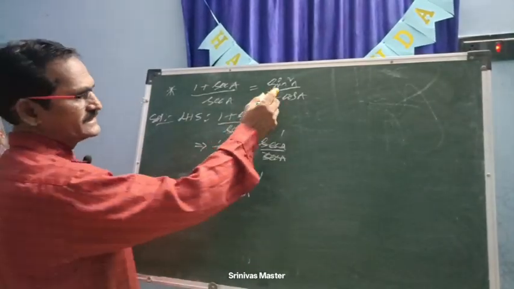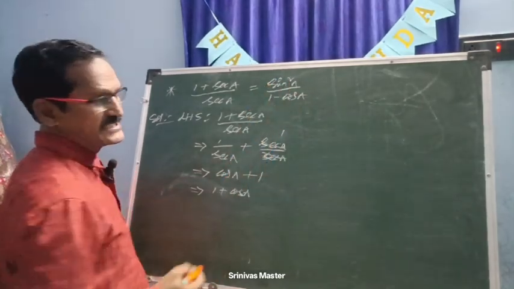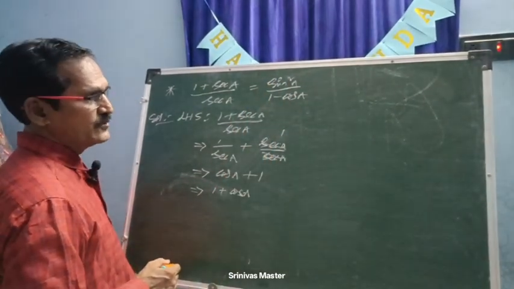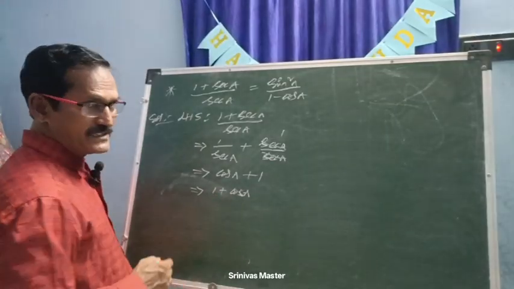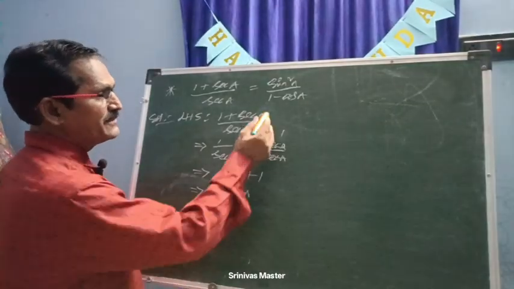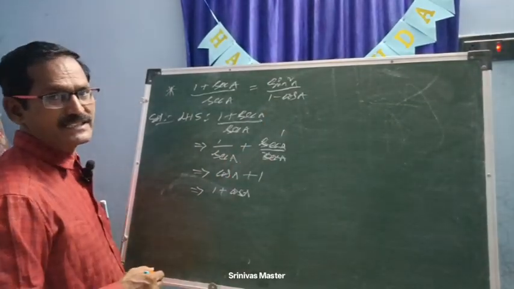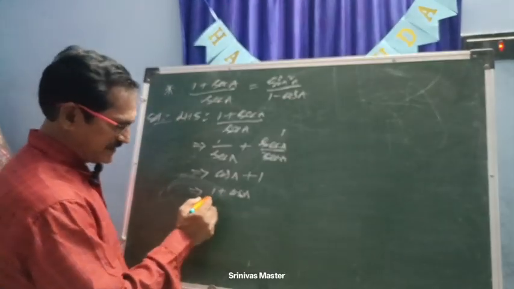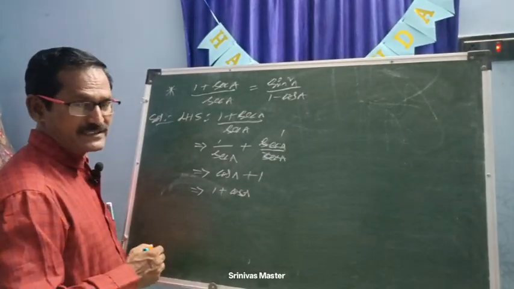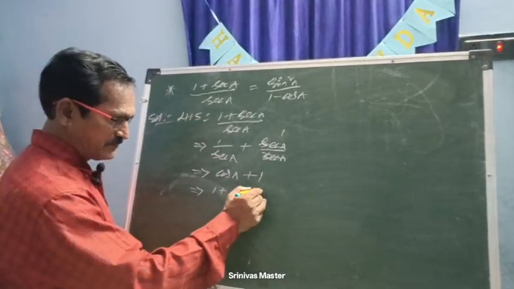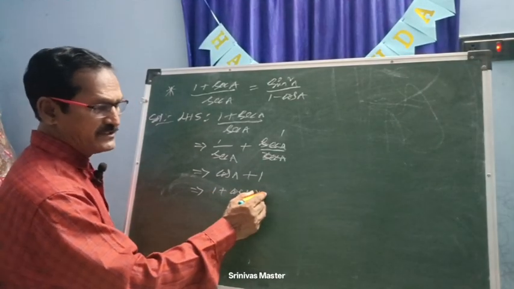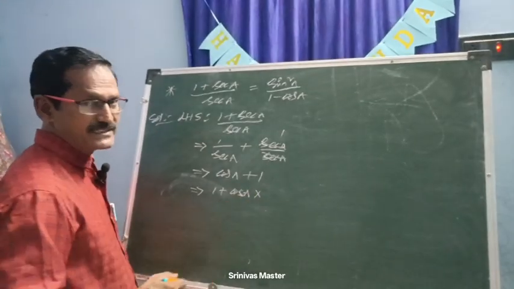According to the RHS, the numerator is sin square A and the denominator is 1 minus cos A. Here 1 plus cos A is already there. What do we need in the denominator? 1 minus cos A. That means we have to do the rationalizing of the numerator, children. Rationalizing of the numerator means when there is 1 plus cos A, you have to multiply by 1 minus cos A by 1 minus cos A.